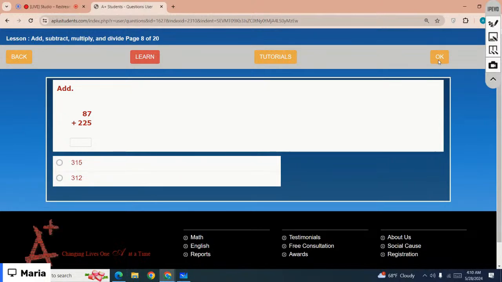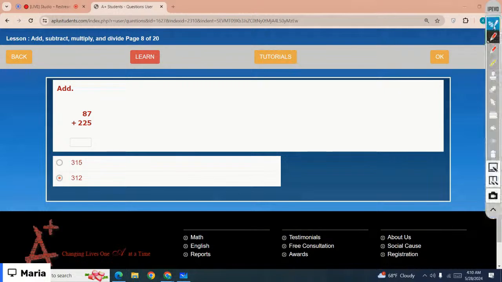87 plus 225 equals, yes, that is 312. The correct option is 312. One of you answered 315. The rest of them just keep copying the answers, isn't it? 7 plus 5 is 12. 2 here and 1 carry. 8, 9, 10, 11. 1 here and 1 carry. That is 3, isn't it? That is 312.